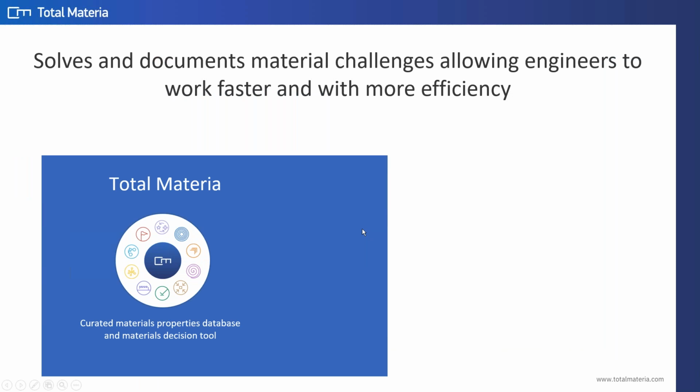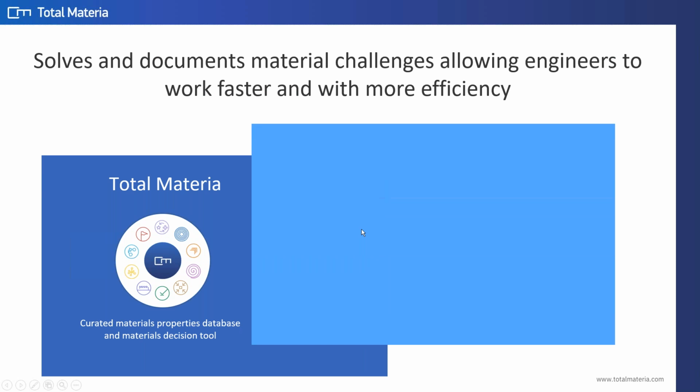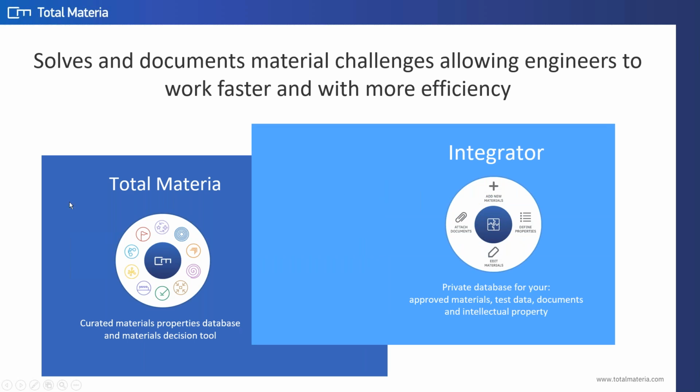We have two solutions, and today I'll be only focusing on our Total Materia solution. So on the left-hand side, you can see Total Materia. You can find here 80 standard organizations from all around the world. These 80 standard organizations are providing us with over 37,000 standards, and all these standards and also other proprietary data is providing us with those 700,000 materials, which is a lot of information coming from the primary sources out there.